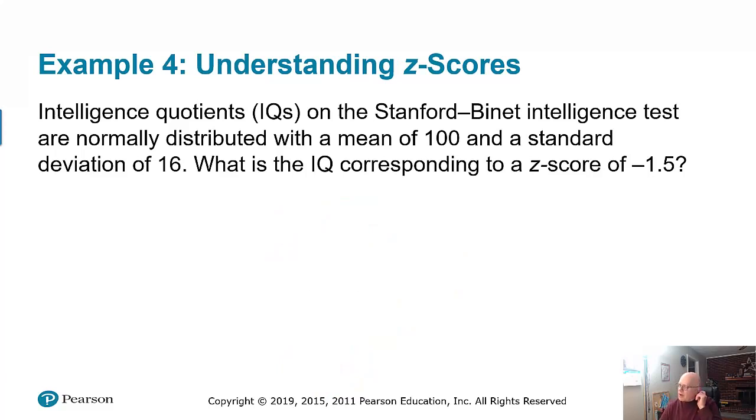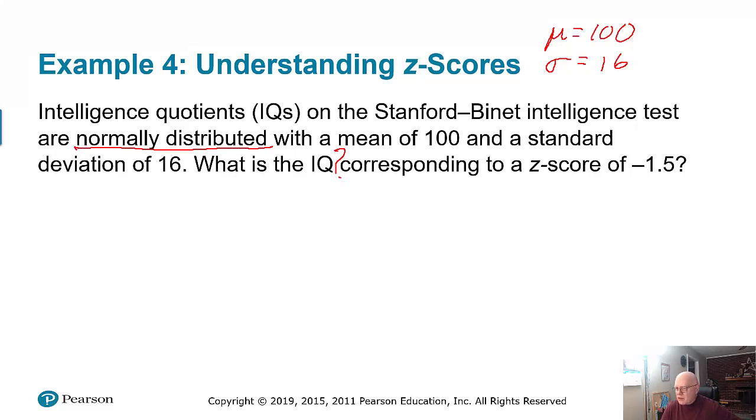Let's take a look at another one. IQs are normally distributed, like a lot of things are. Not everything, but a lot of things. It has a mean of 100. You know what I'm going to do. There's the mean, the standard deviation, 16. Now we want to find out what IQ has a z-score of negative 1.5.